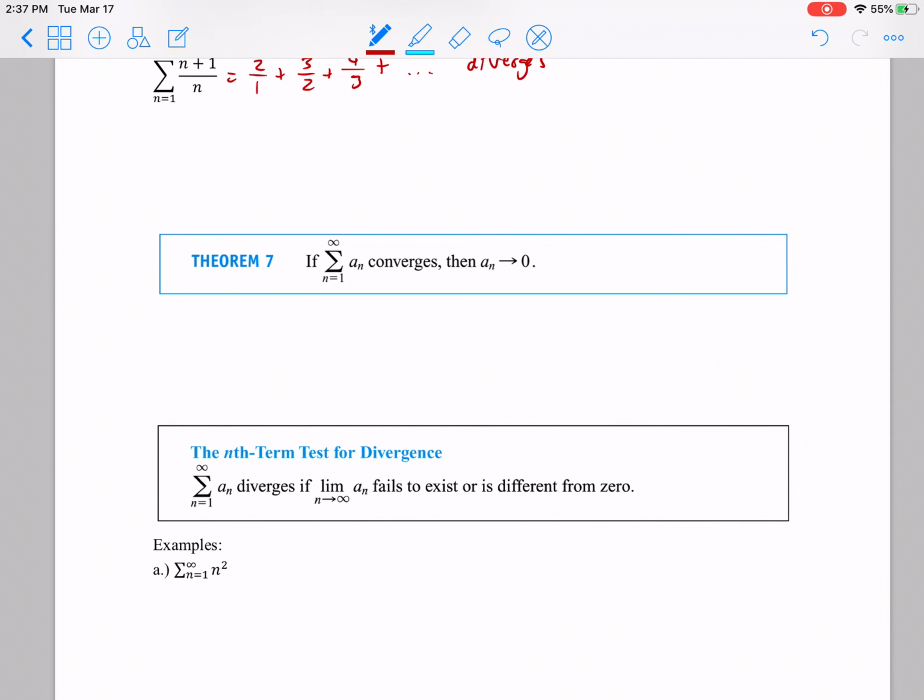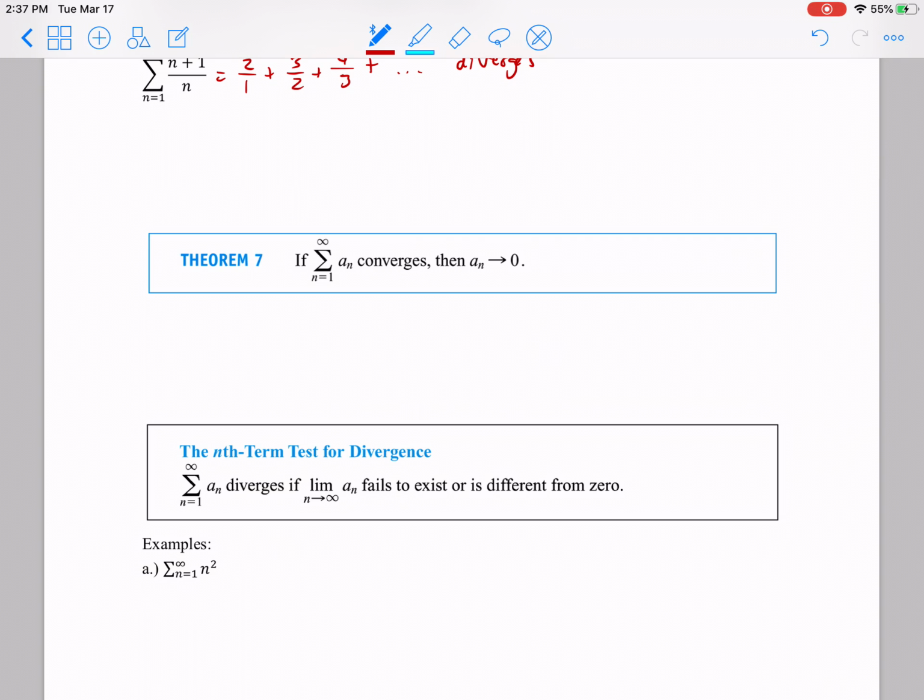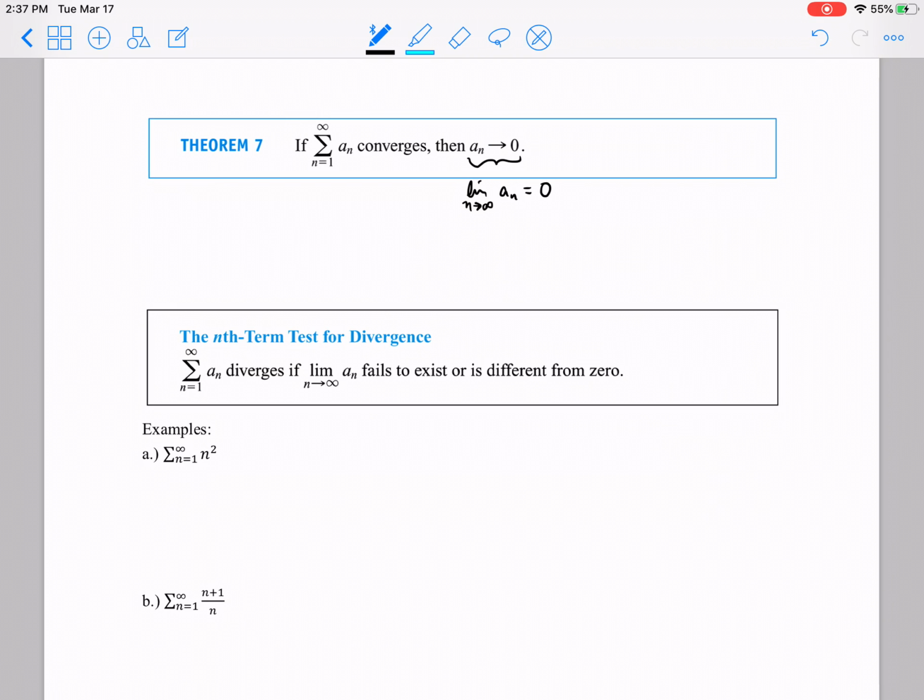So basically, if we look at this, it says if our sum from n equals 1 to infinity of an converges, then an goes to 0. Try and remember that this means if an infinite series converges, then the limit as n goes to infinity of an equals 0. That kind of makes sense.